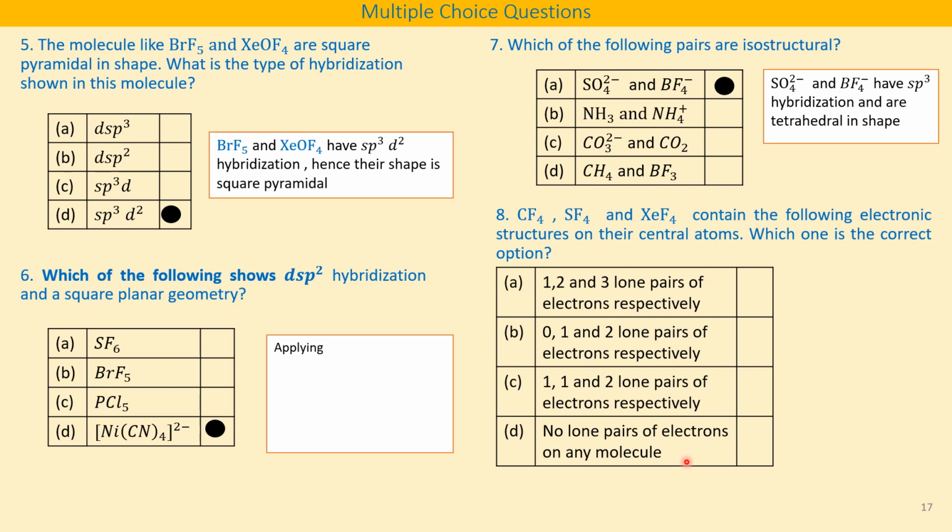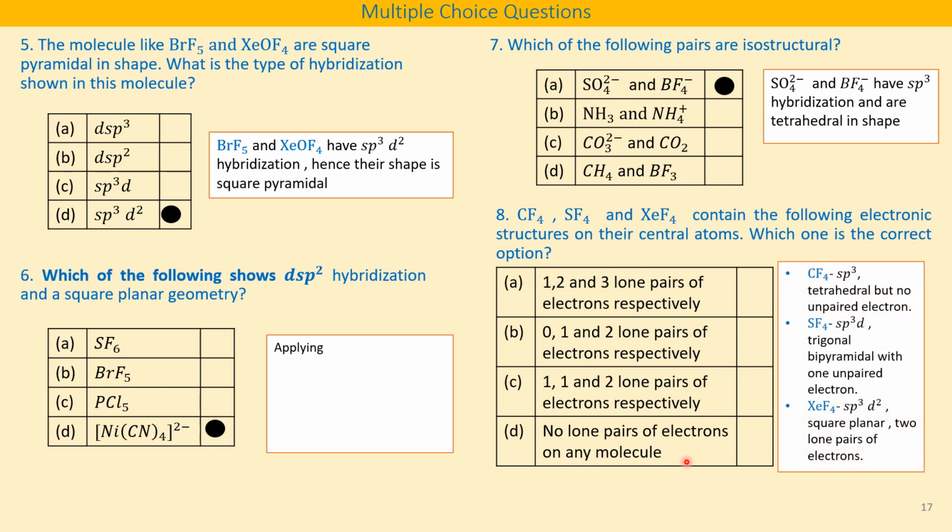Please examine the options, recall from memory, and note that CF4 is sp3 tetrahedral but has no lone pair of electrons. So here the first should be 0. So option B is the correct answer. The other explanations are also given. Pause the video and note down. The option is B.